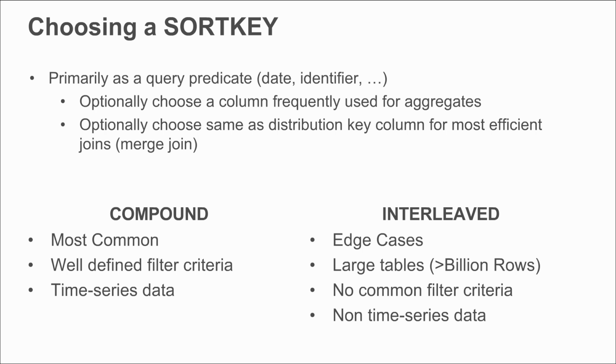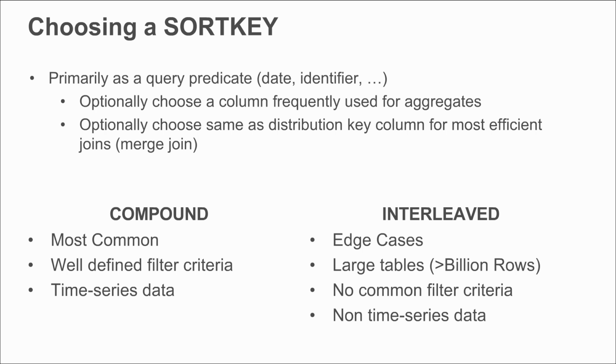And alternatively, if you have two tables that are joined on a common column, and these tables share a distribution key already, you can also sort these tables on the same column to facilitate a merge join, which is by far the fastest of all of the join types.